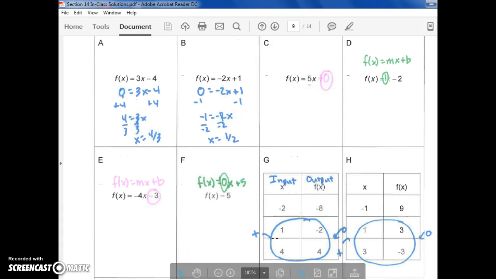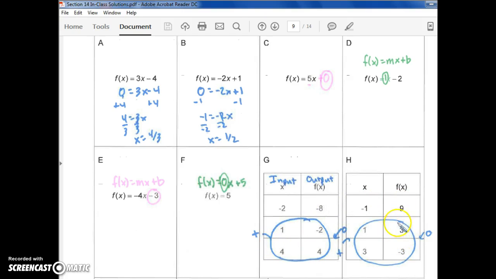So if the output is 0 in here, that means somewhere in here there's an input that made it happen. So if I've got the numbers 1 and 4, the numbers between 1 and 4, well, they're positive. Again, I don't know exactly what the intercept is, but I have a pretty good idea of where it is. It's somewhere in this range between 1 and 4, and it's got to be a positive number.